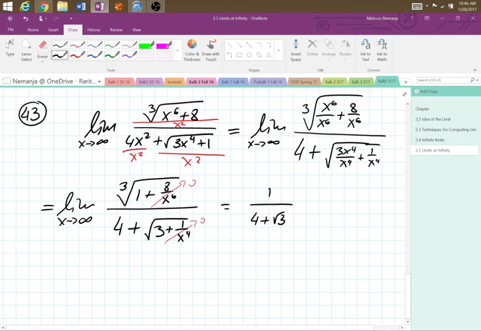All right. If you want to make this friendlier, we are going to get rid of that square root of 3 by multiplying. So 16 minus 3 is? Nice. So the answer is, so where is the horizontal asymptote? At 4 minus root 3 over 13.